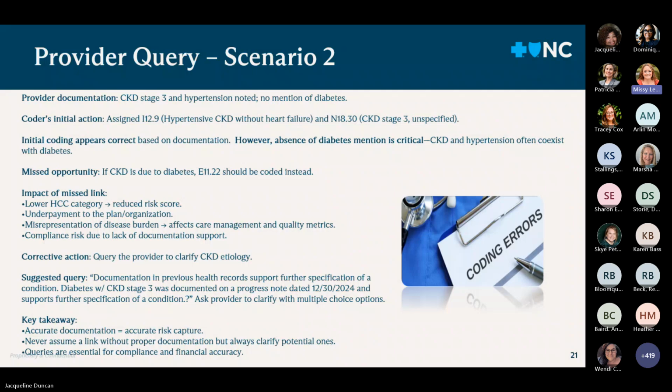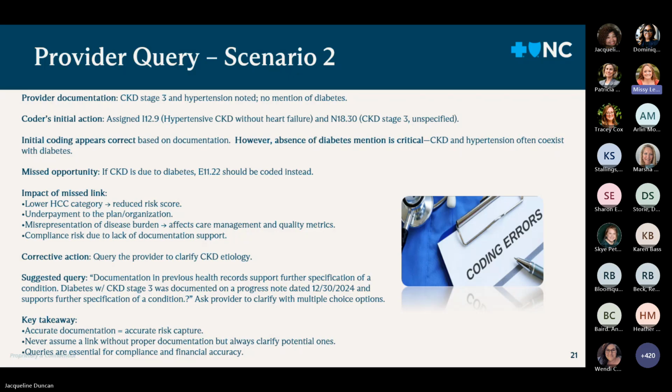In this scenario, the provider documented chronic kidney disease, stage 3, and hypertension, with no mention of diabetes. The coder correctly assigned I12.9 and N18.30 based on what was documented. However, what is missing is just as important as what's present. CKD and hypertension frequently coexist with diabetes, and failing to explore that connection can lead to a hierarchical coding gap.